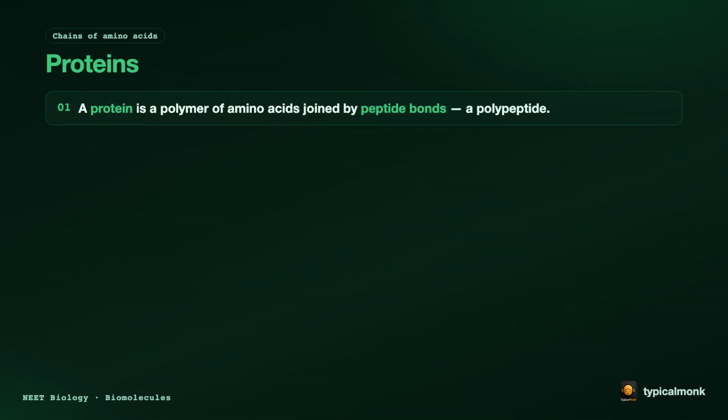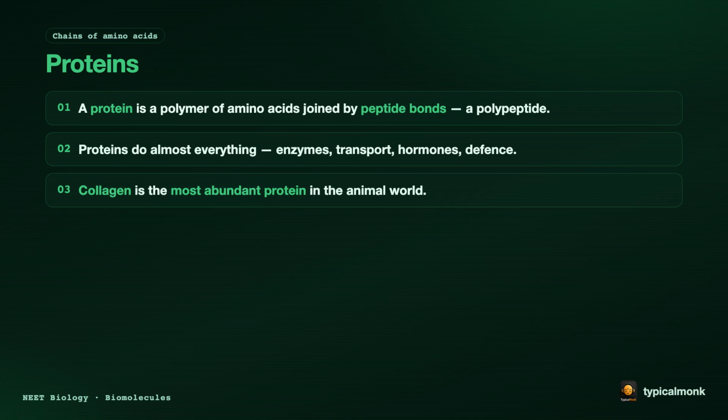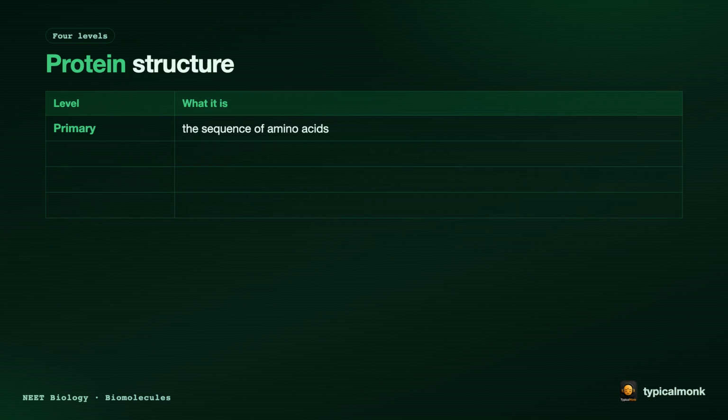First, proteins. A protein is a polymer of amino acids joined by peptide bonds, a polypeptide. Proteins do almost everything: enzymes, transport, hormones, and defense. Collagen is the most abundant protein in the animal world, and rubisco is the most abundant protein in the whole biosphere.